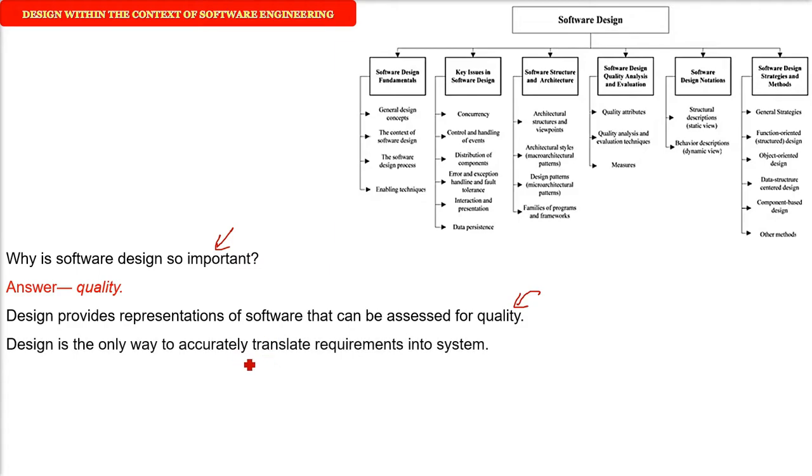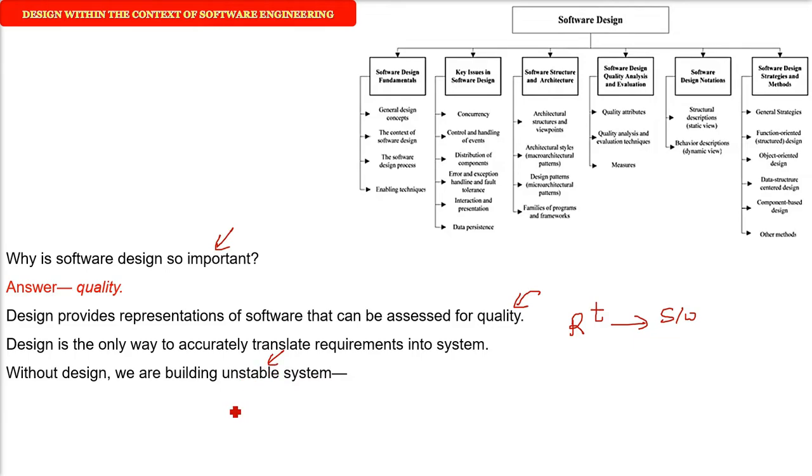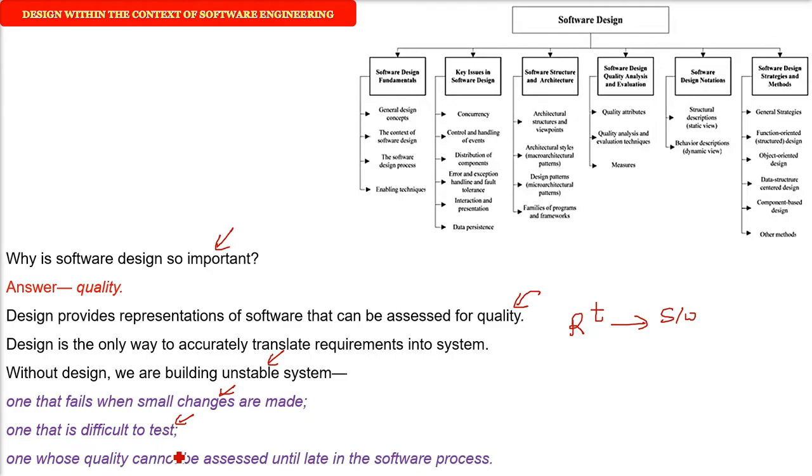The design is the only way to actually translate and convert the requirements into a proper software. Without designing, what are you doing? You are making a software which is unstable. You're making a system you cannot rely upon. You're making an unstable system, a system which will fail. Whatever small changes you make, it fails. You will not be able to test it. The testing will be so difficult. And the quality cannot be assessed until the software is complete. So you are building an unstable system without design.